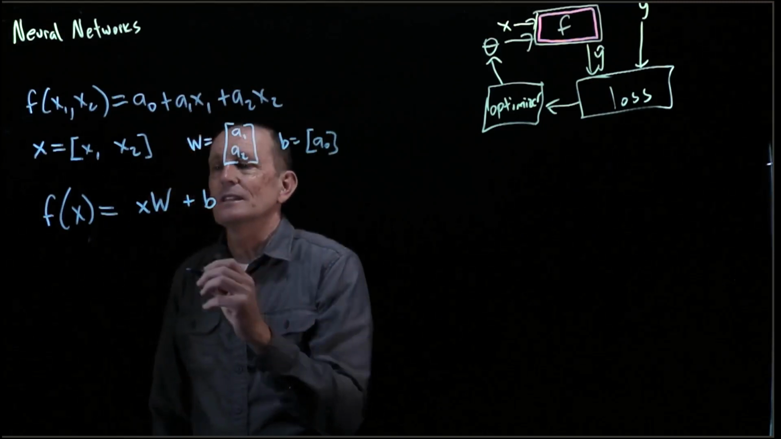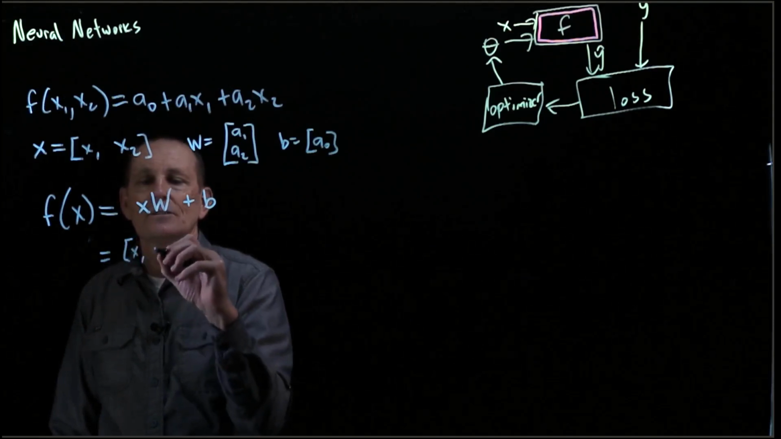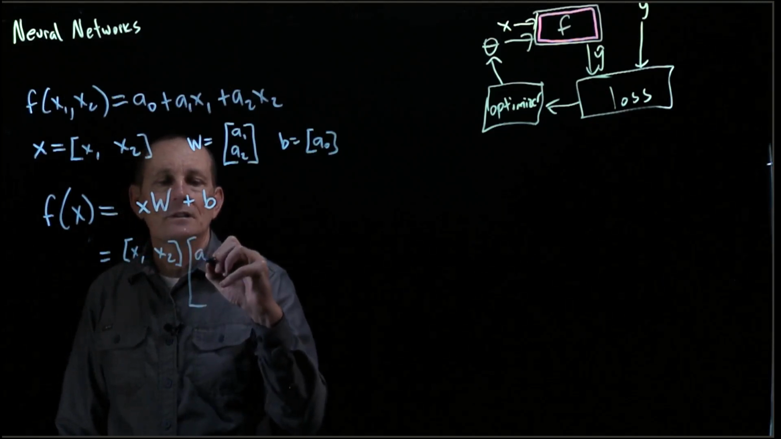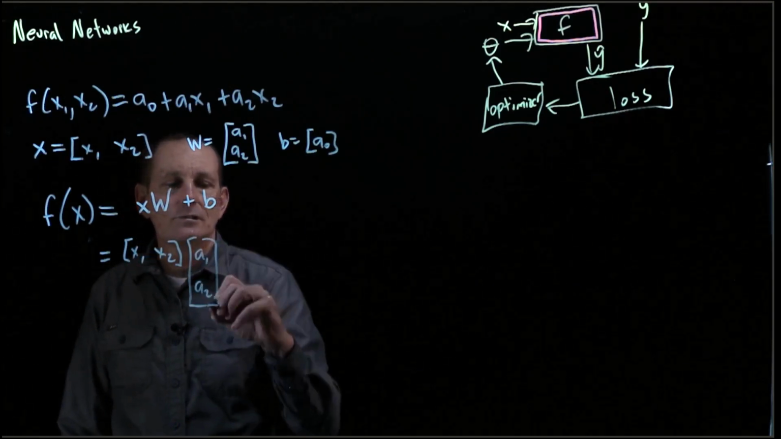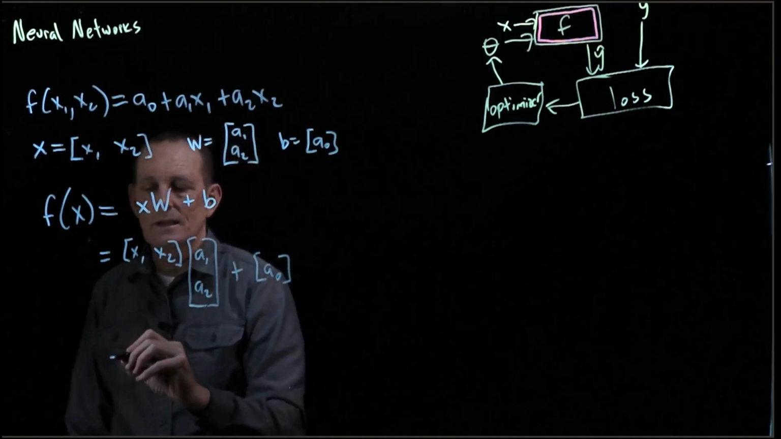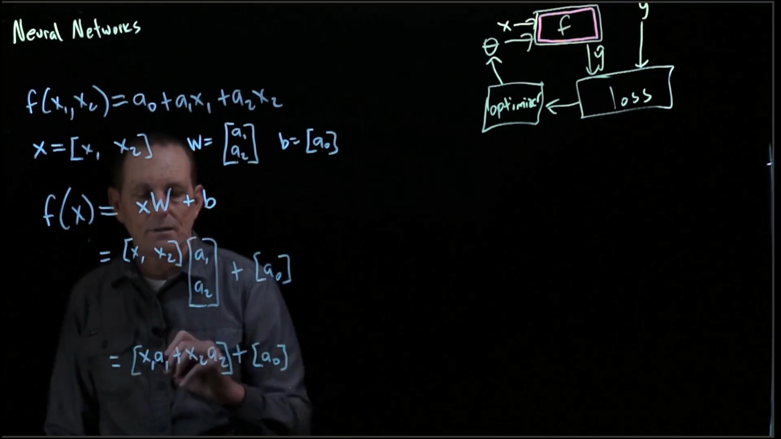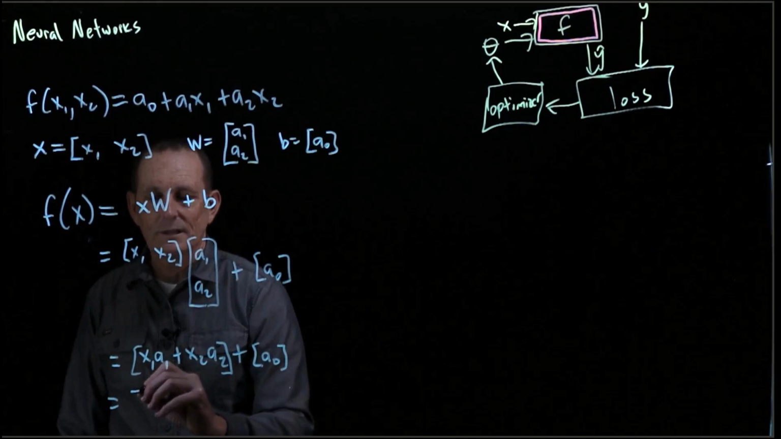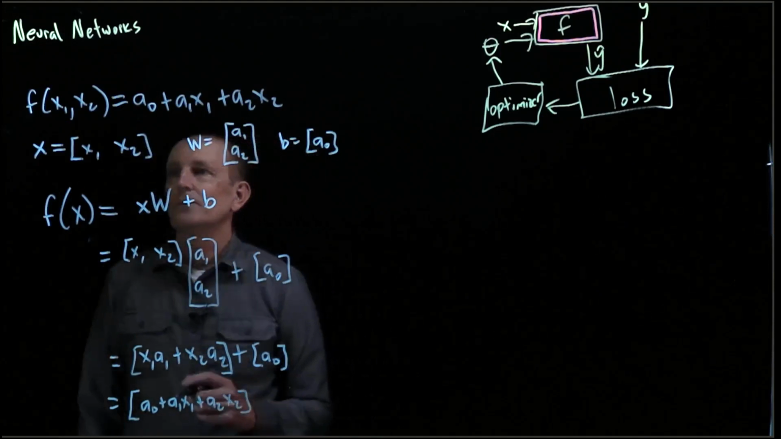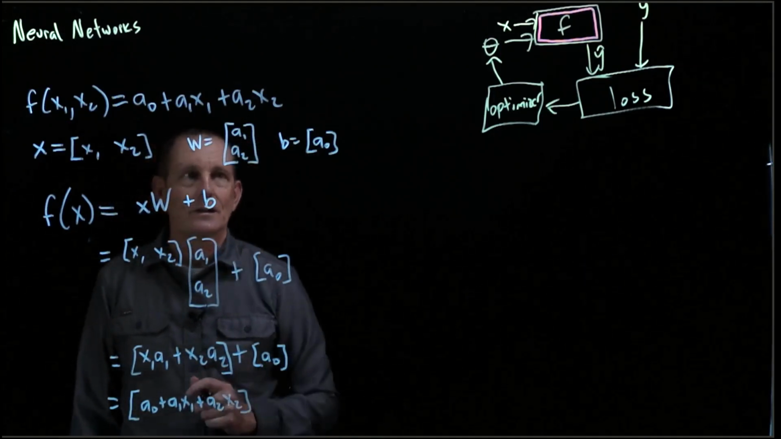So if we multiply this out, this is x1, x2 times a1, a2 plus a0. Which equals a 1 by 1 matrix. So we have incoming a 1 by 2 matrix and outgoing a 1 by 1 matrix. So we can extract our answer from there.